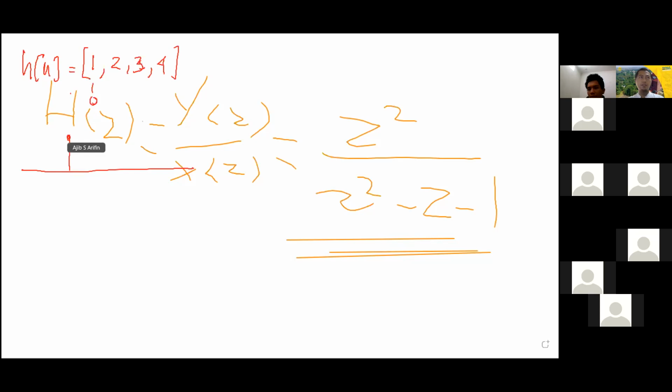This is 0, and this is for the 1 is 2, the magnitude is 2, this is 1, and for the 3 this is 2, and the magnitude is 3, and the 4 is 3, the magnitude is 4.